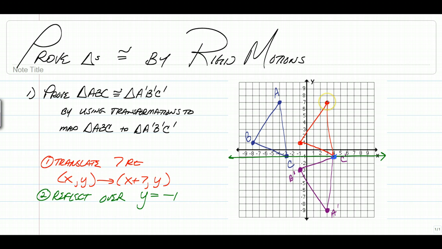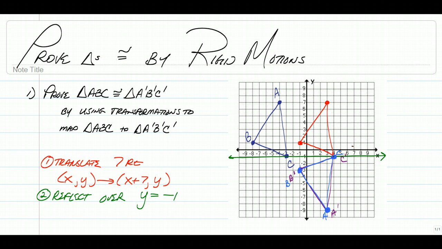This coordinate A is 8 units above the line, so now we have to go 8 units below the line, and we just mapped A to A prime. And then this point is 2 above our reflection line, so we now move it 2 below our reflection line. And with 2 rigid motions, we just mapped A to A prime, B to B prime, and C to C prime. And that's it. You're done. That's how you prove it with rigid motions.